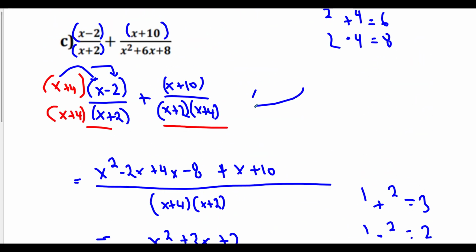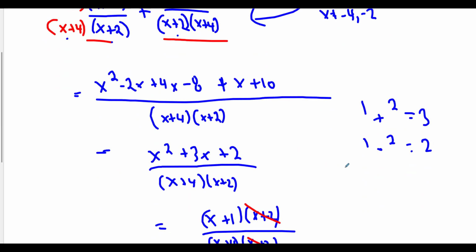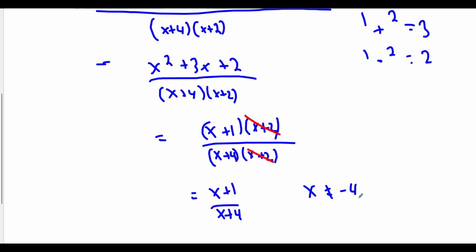So let's take a look at that second step here. X plus 4, so x cannot equal negative 4. X plus 2, so x cannot equal negative 2. X plus 2 again, so that doesn't change. And x plus 4 again. So in this example, there were only 2 restrictions. So yeah, that's the answer.